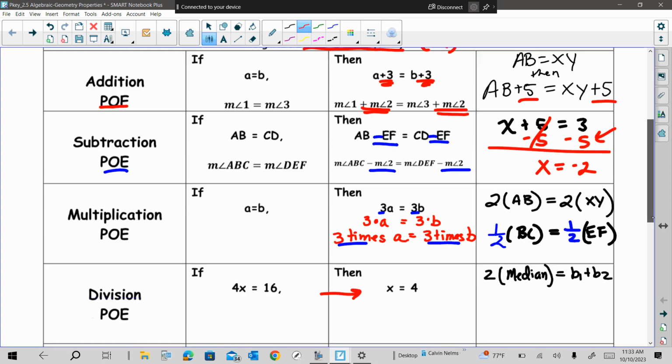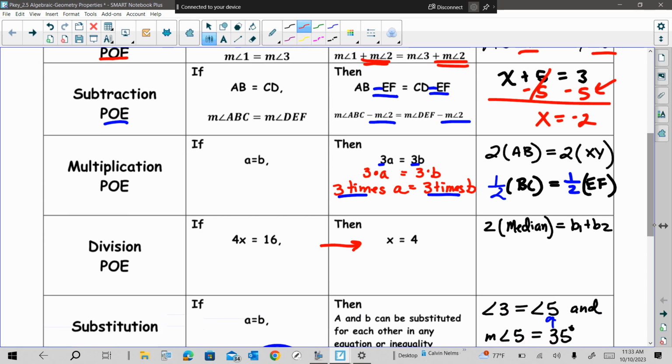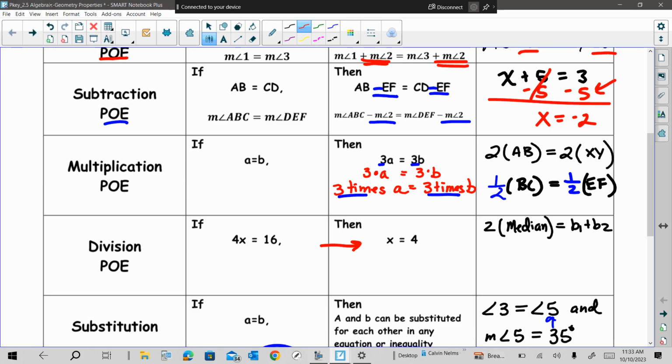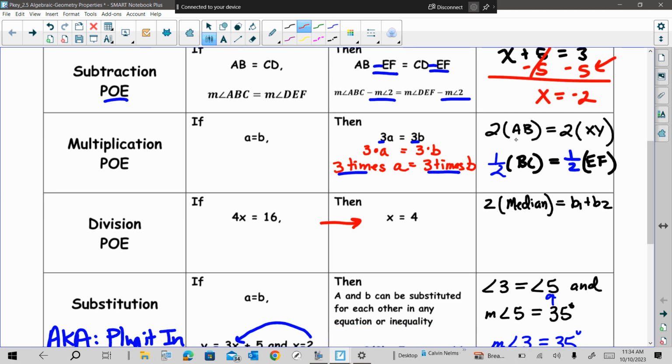Okay. Now, multiplication. If A equals B, then 3A equals 3B. They're showing you that they multiply 3 times A and 3 times B on both sides. Now, in geometry, we use that property multiplying or doubling lengths. AB is the length of AB. If I do 2 times AB, it would be the same as 2 times XY. Because I'm showing multiplication of 2, the same amount on both sides of the equal sign, then it's a property of equality.